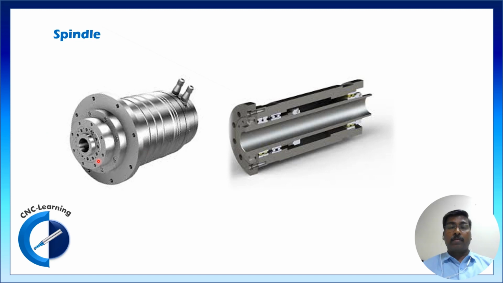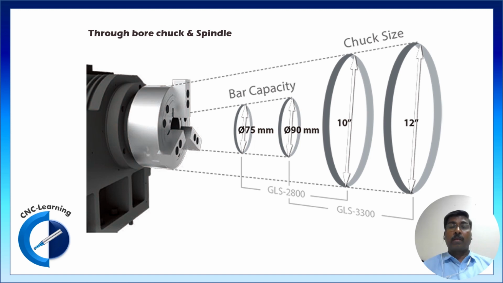Now spindle. This is how the spindle will look like. This is the cross section and this is the through hole spindle. Now through bore chuck and spindle. You can see different chuck sizes will have different bar capacity. For example, in this case, 10-inch chuck, 75 mm bar, and 12-inch chuck, 90 mm bar.